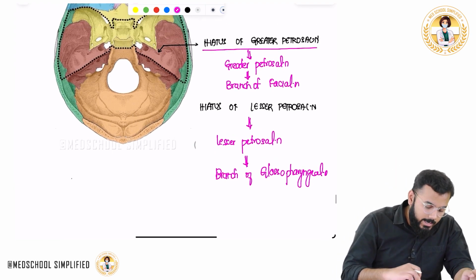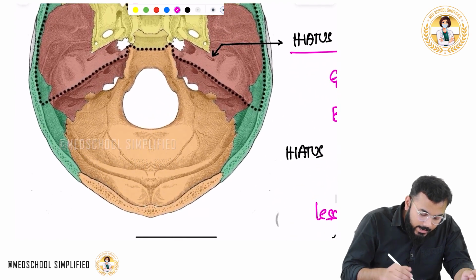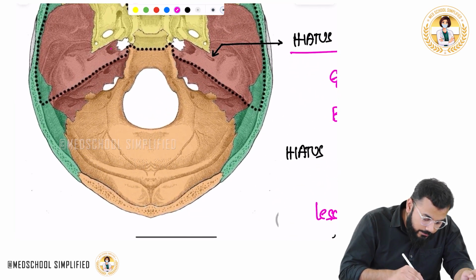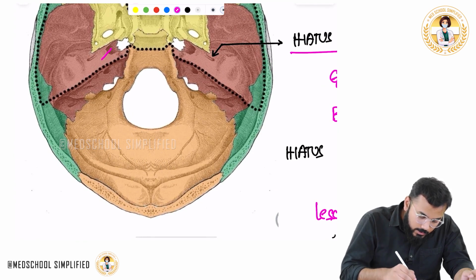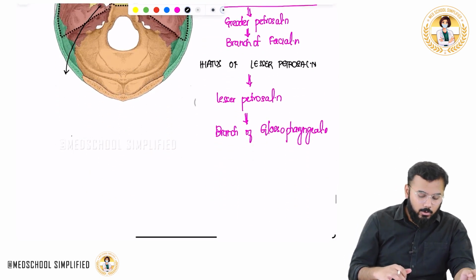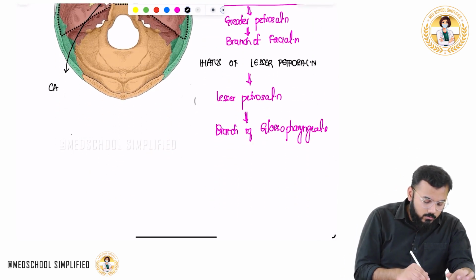Okay, right. Next important thing is that you can see a canal-like thing over here. You see this particular part over here, you can very clearly see a canal-like thing, right? So this canal-like thing over here is called the carotid canal. So this one over here is called your carotid canal.